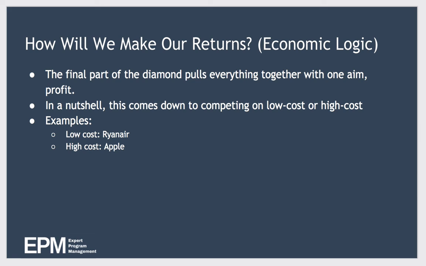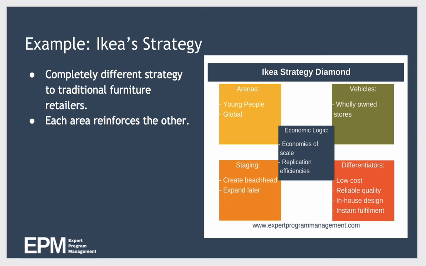So, to have a brilliant strategy, the 5 parts of the diamond must not only align, they must reinforce each other. So let's look at a quick example to make this clear. So IKEA offers inexpensive Scandinavian designed furniture through its retail stores. And as you're aware, most of the furniture requires home assembly. Now, the elements of their strategy diamond are shown in the image here.